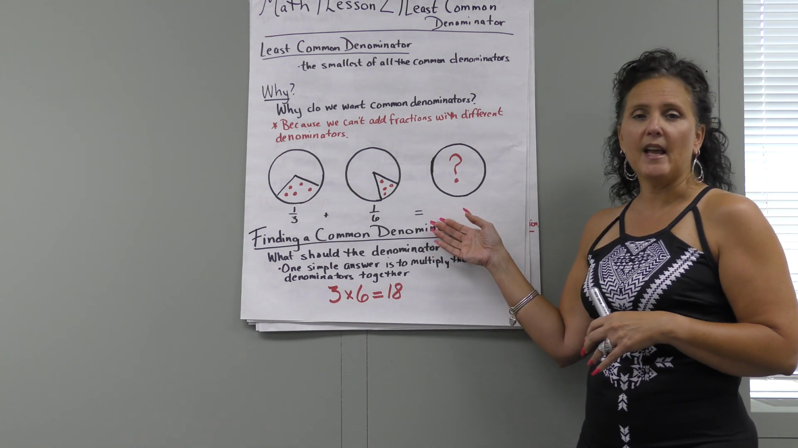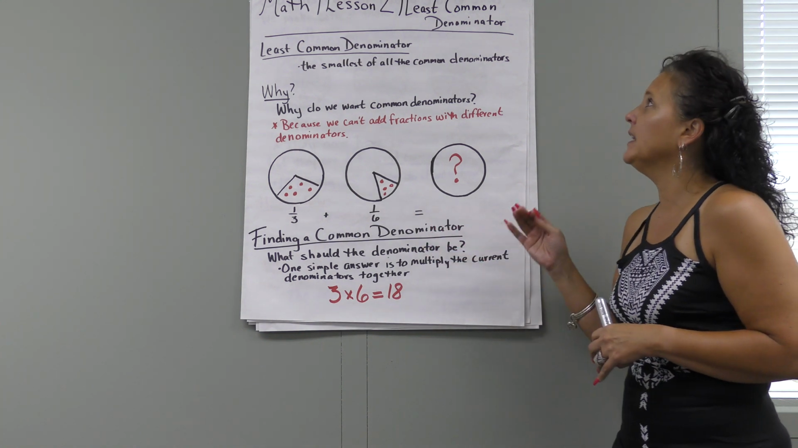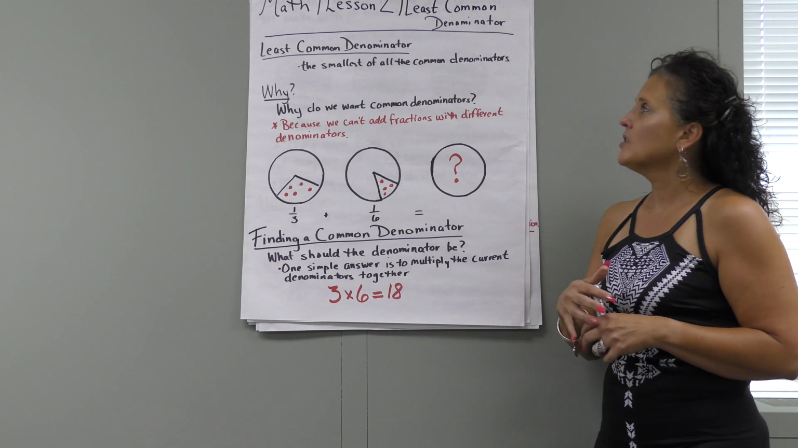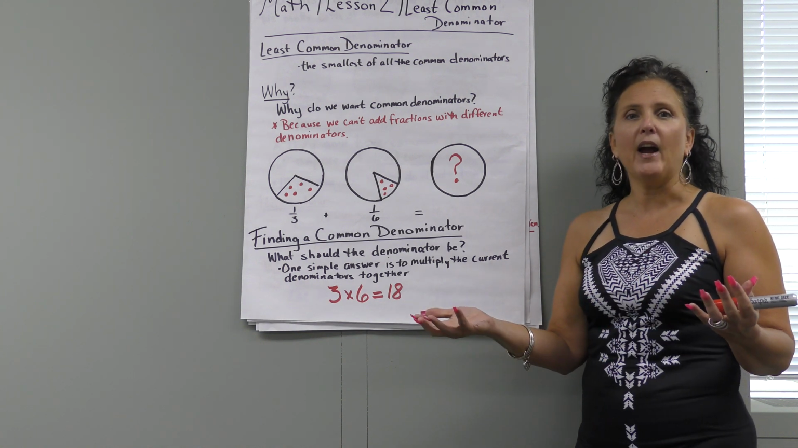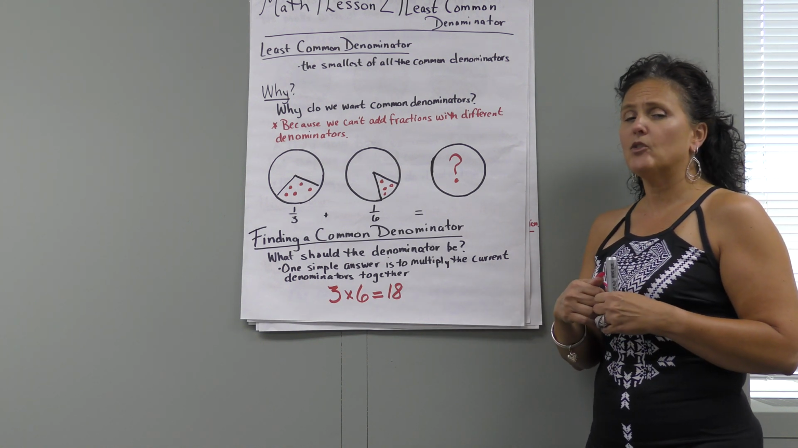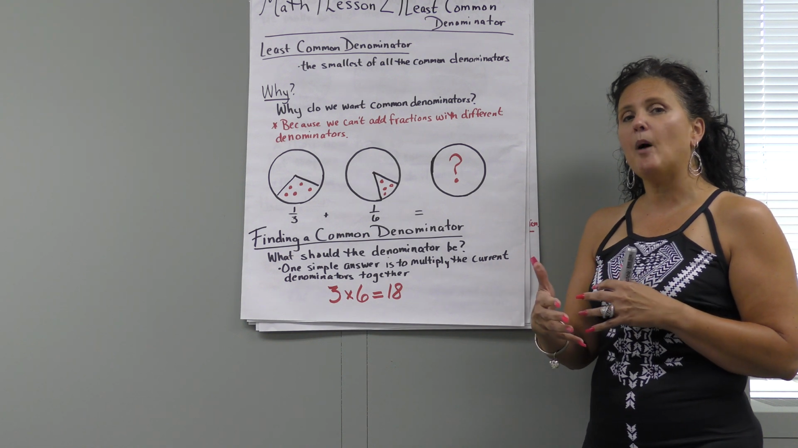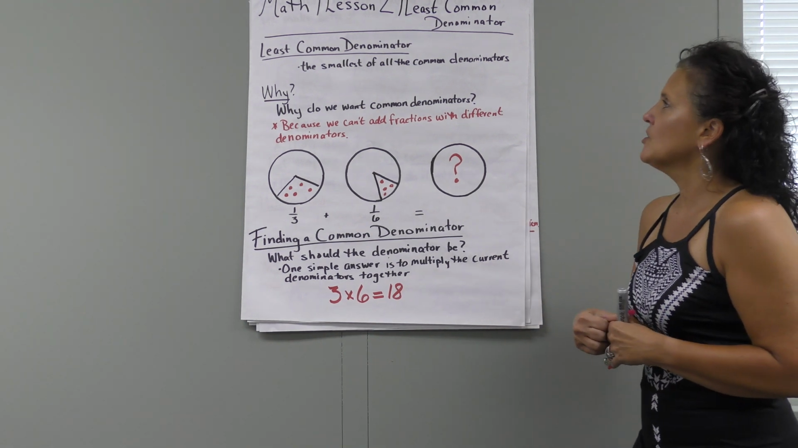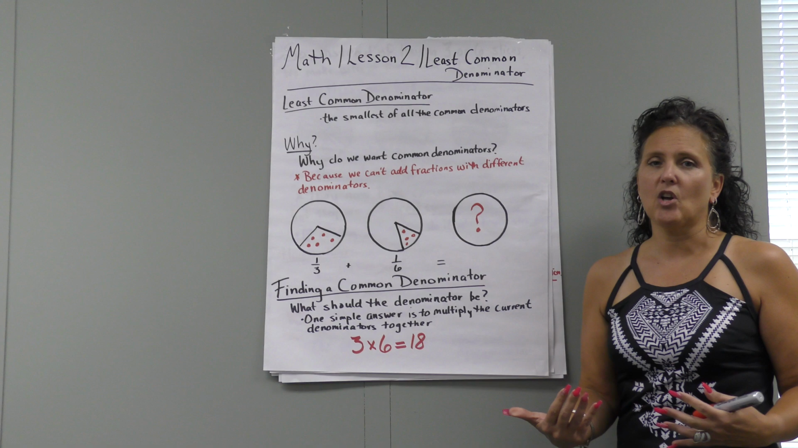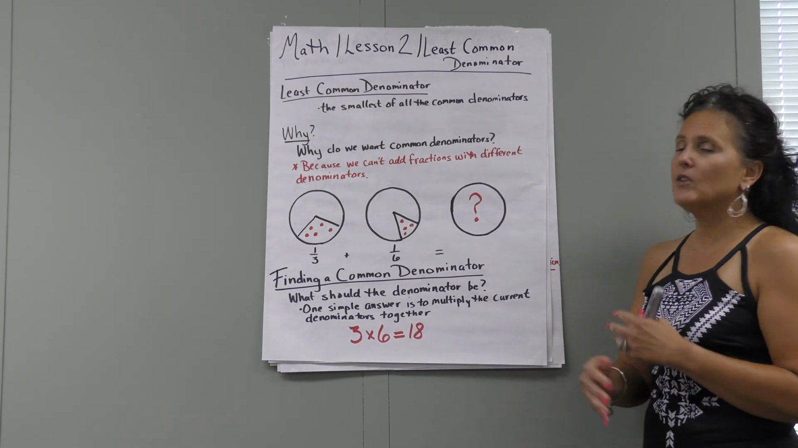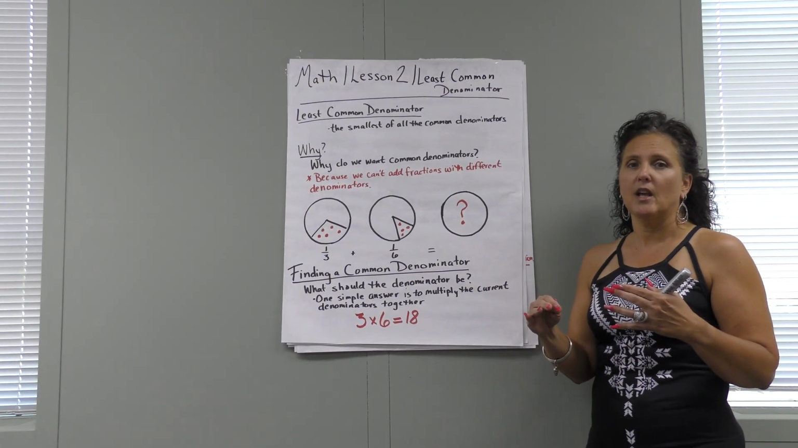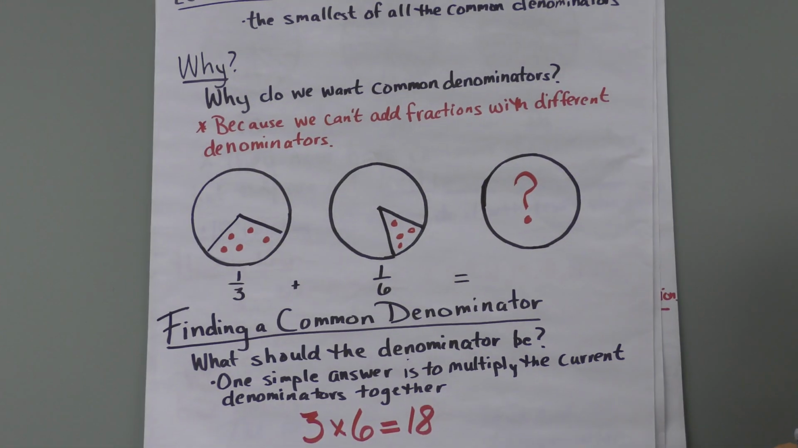Today we're going to do the second math lesson, and it's on least common denominators. Last time we talked about adding fractions, and now we're going to talk about trying to add fractions with different denominators and how we do that. First of all, let's look at what the least common denominator is. It's the smallest of all of the common denominators. That's the one we're looking for, the one we have to find.